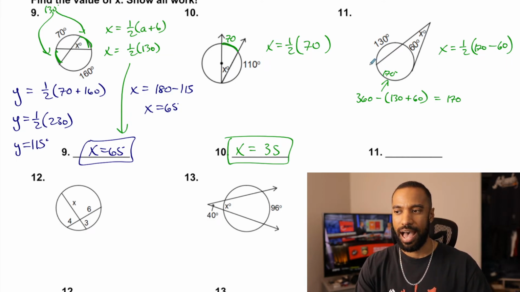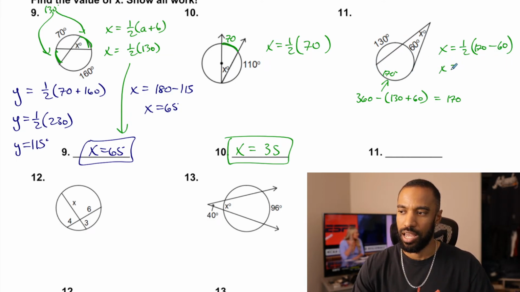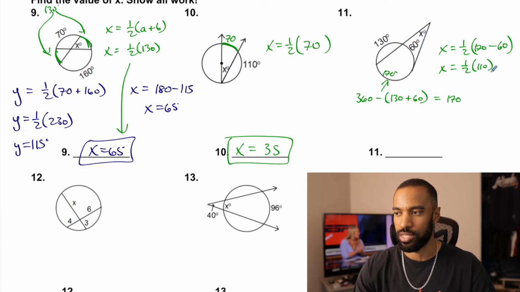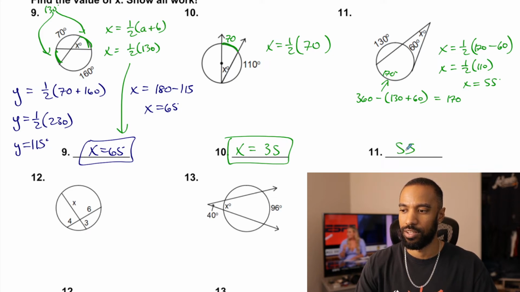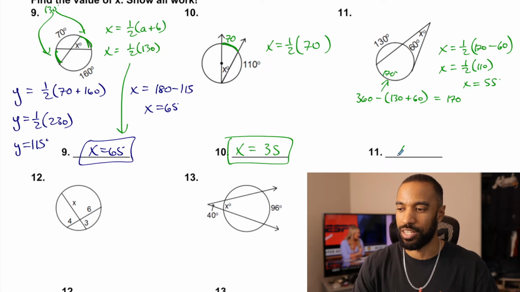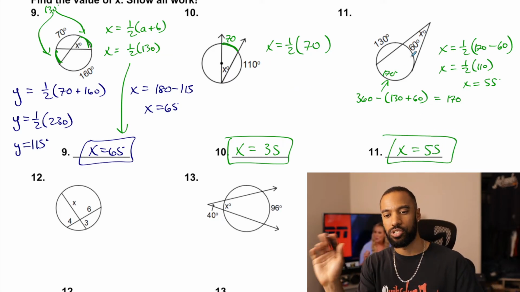So x is half of 170 minus 60. For the sake of time, guys, I'm not getting deep into why this is. I do believe I have videos that state it. But it's going to be 55. Whoops, let me put x there. X is exactly 55 right there. But yes, intersecting outside the circle.